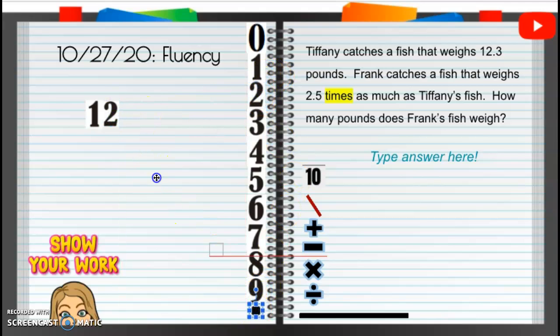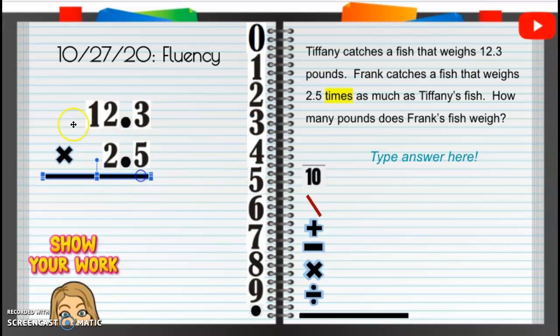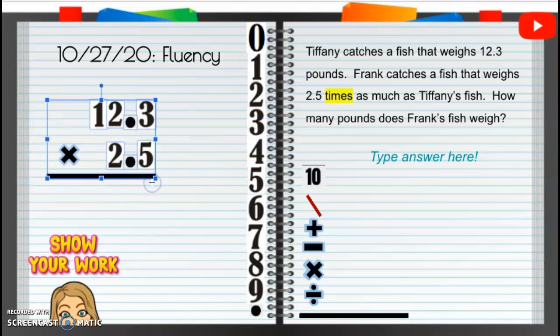So we're going to have 12 and 3/10 times 2 and 5/10. So I'm going to actually line it up to the right. In this case, the decimals do line up, which will not always be the case. 12 and 3/10, 2 and 5/10. All right, perfect. All right, so let's multiply. I'm actually going to move this all over a little bit.